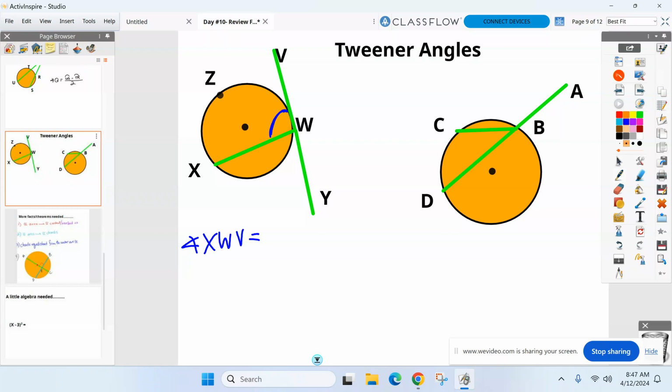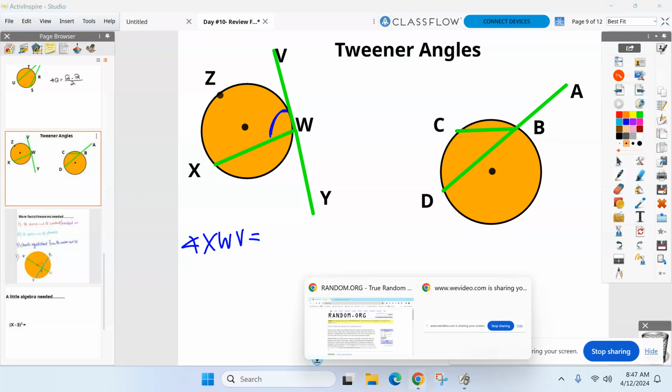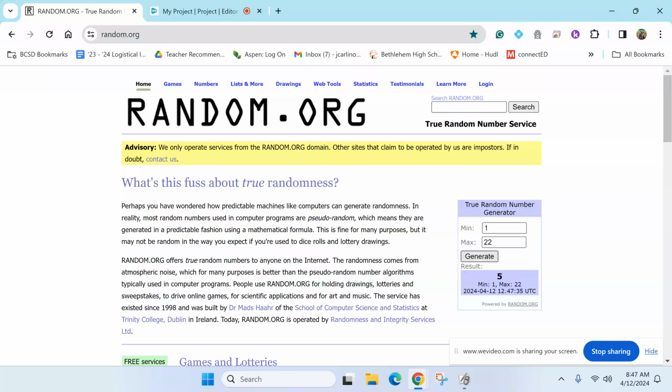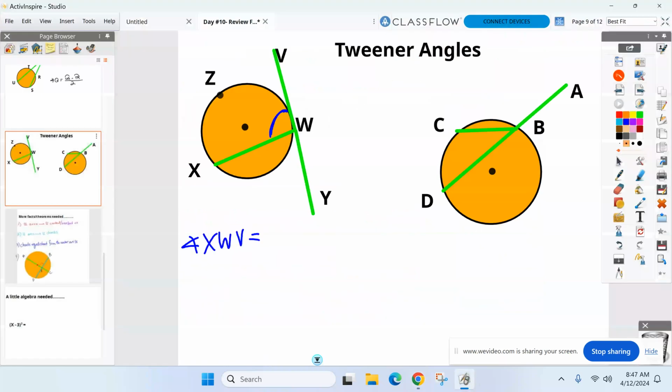There are 2 types of tweener angles. This is the first one, which, let me just ask somebody a quick question here. We'll get the people here. It's going to be a while. There we go. Henry, welcome back.